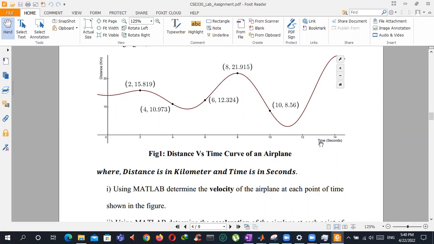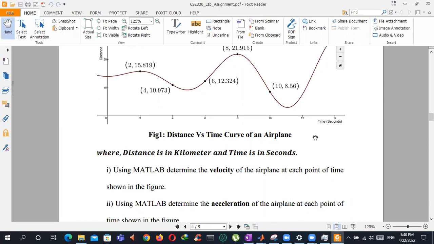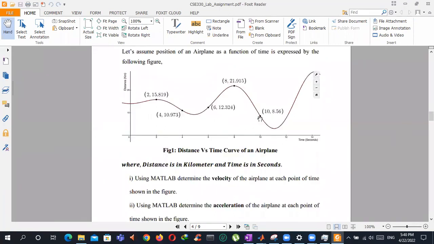Okay, so this type of problem you can expect from numerical differentiation.